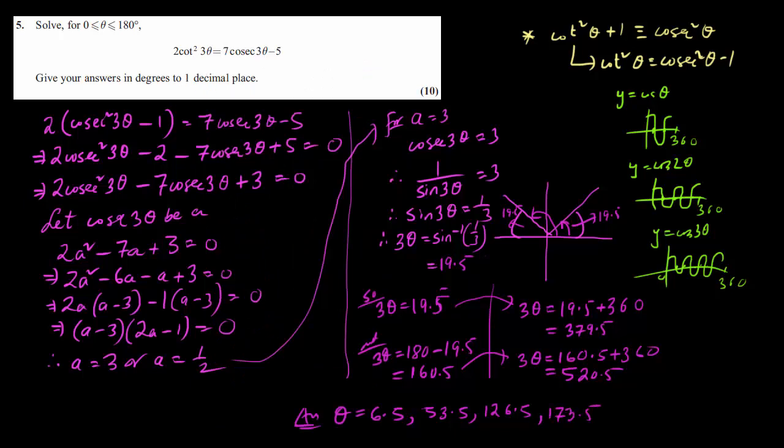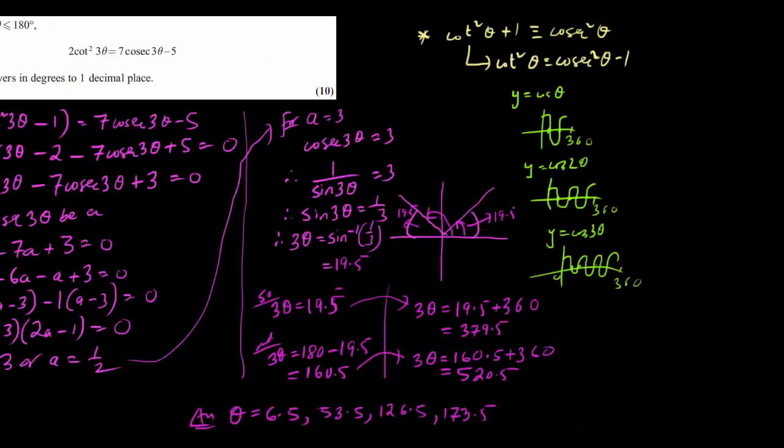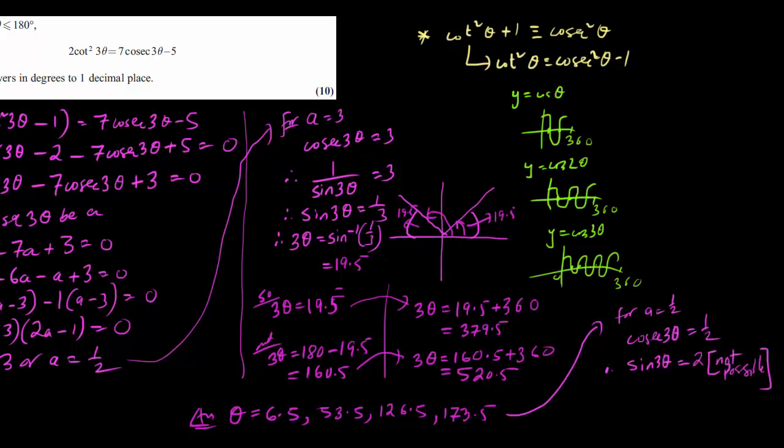Now remember, there is one more value of a, which is half, but this will not work. For a equals half, we can write cosec 3 theta equals half. So the reciprocal of cosec is sine 3 theta, that makes it 2, and it is not possible because the maximum value of sine theta can be 1. So this is not possible. So the answer is going to be 6.5 degrees, 53.5 degrees, 126.5 degrees, and 173.5 degrees.